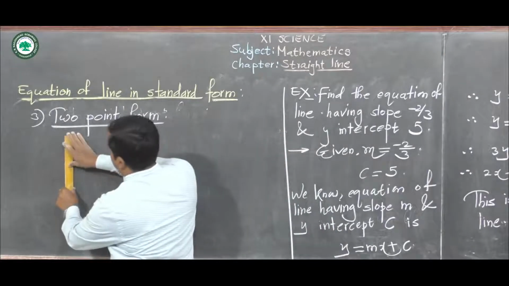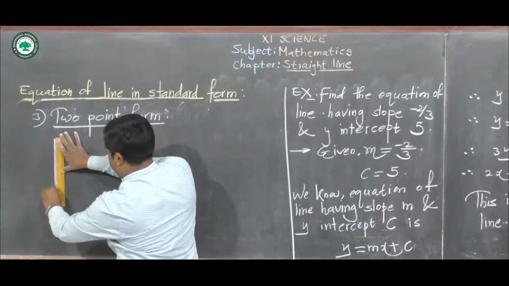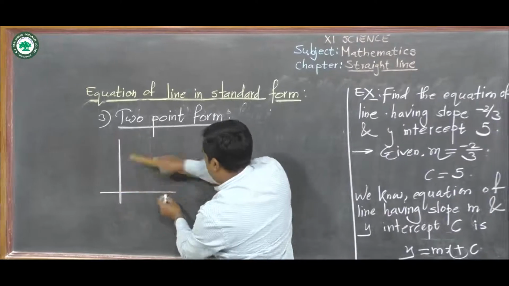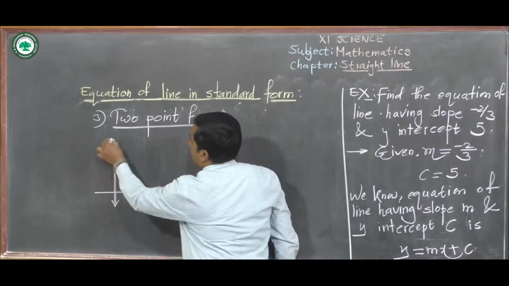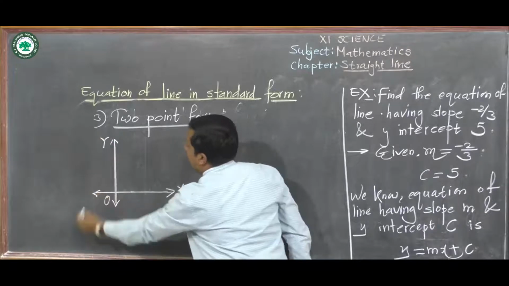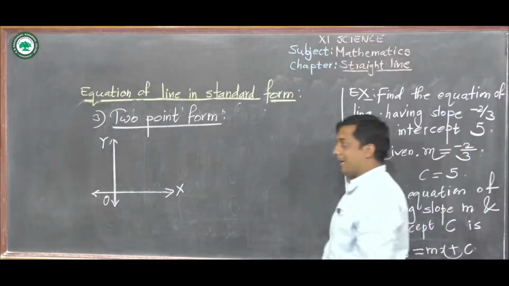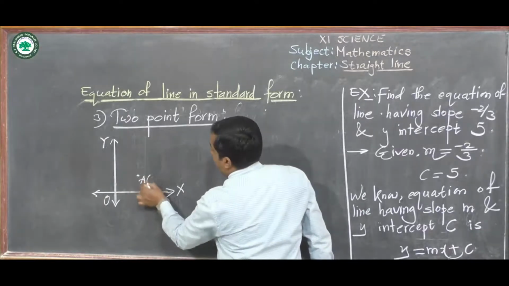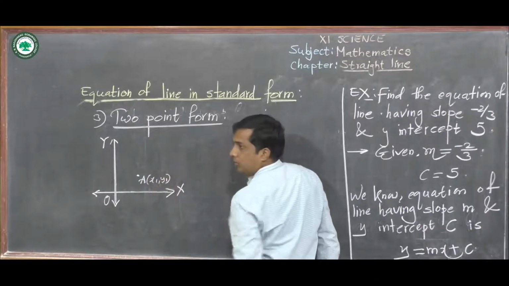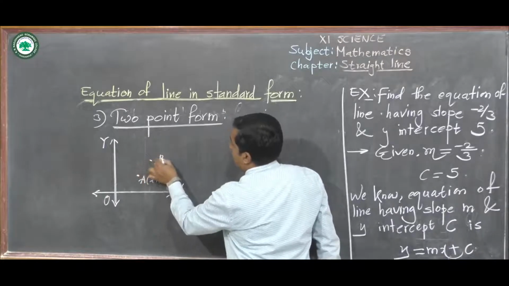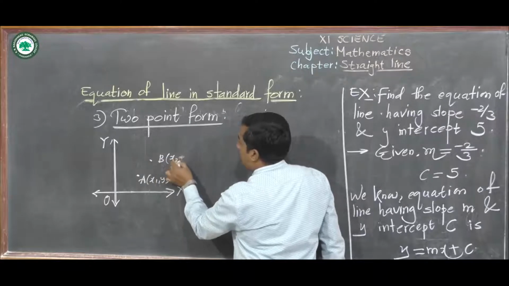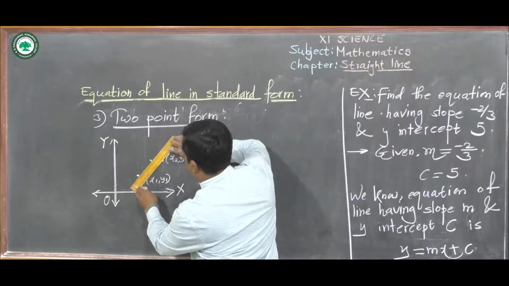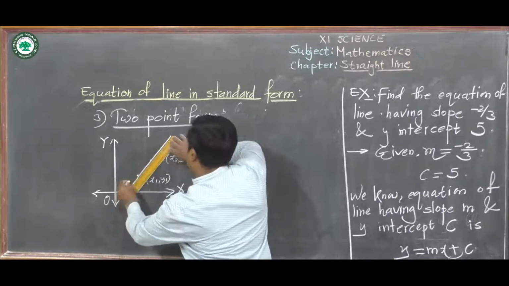Let's define this part by using a figure. We consider coordinate axes. This is our x-axis. Here is the y-axis. Origin is at O. We consider one line which passes through two points. Suppose A is the first one having coordinates x1, y1. Then B is the second one having x2, y2. Then we consider the line passes through these two points like this.